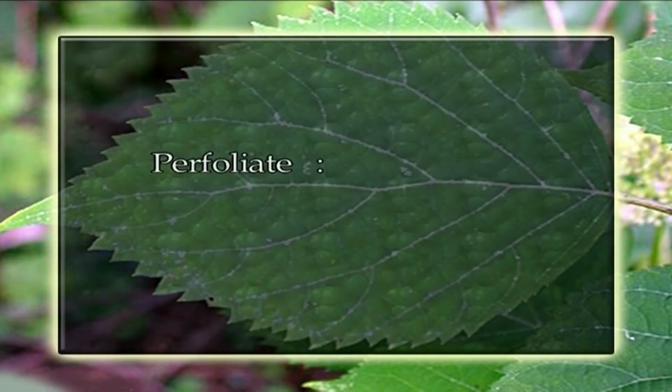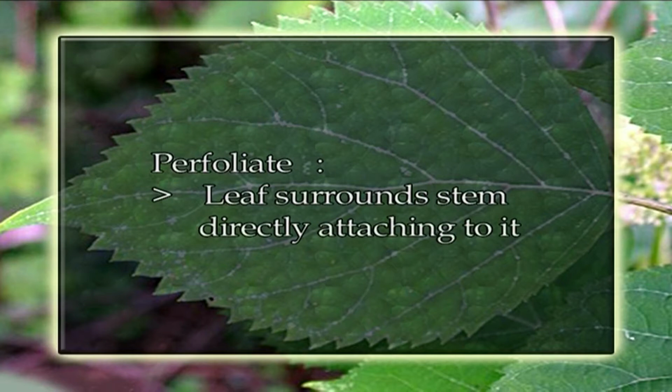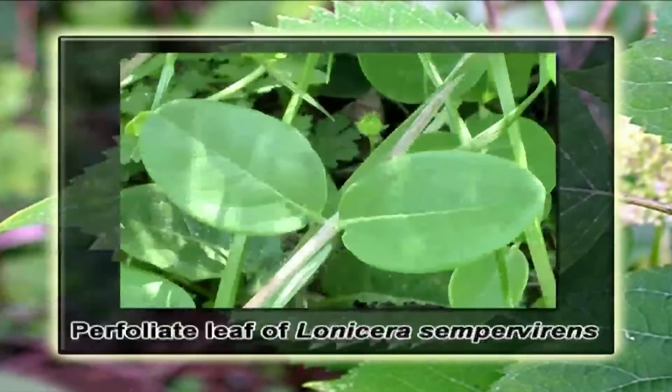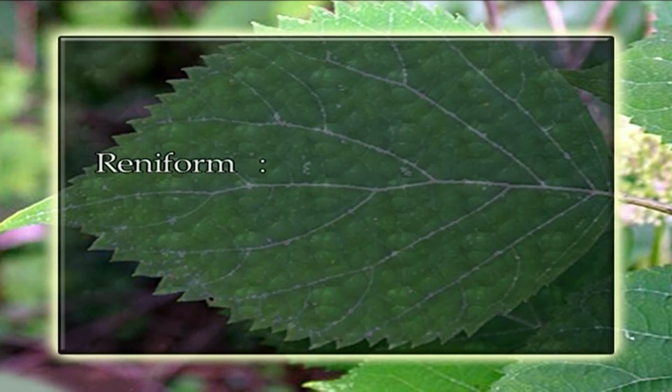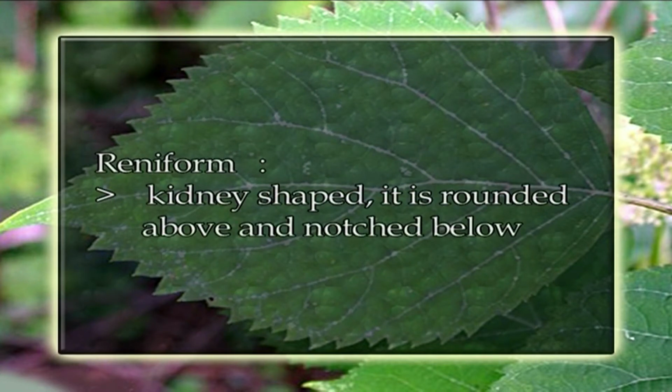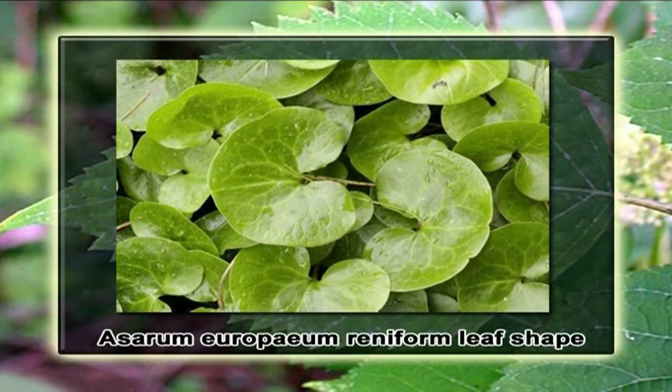Next is perfoliate. That's leaves around the stem directly attaching to it. The stem appears to go through the center of the leaf. There is no petiole. For example, in trumpet honeysuckle, that's Lonicera sempervirens. Reniform, this is kidney shaped. It is rounded above and notched below. For example, Typhonium diversifolium, Indian pennywort, Asarum europaeum.